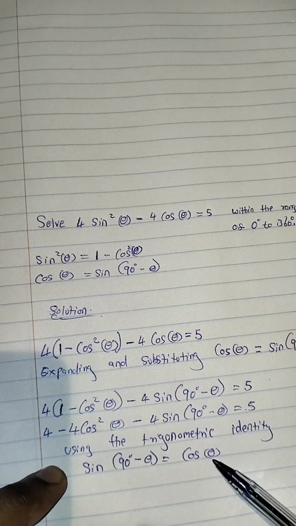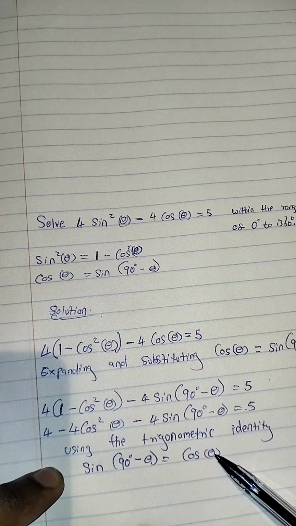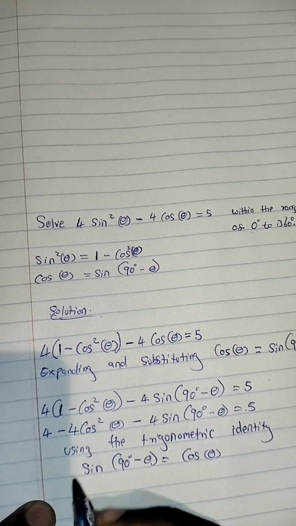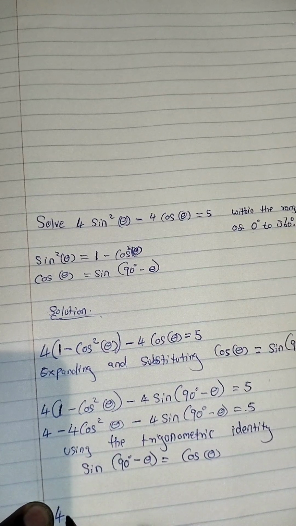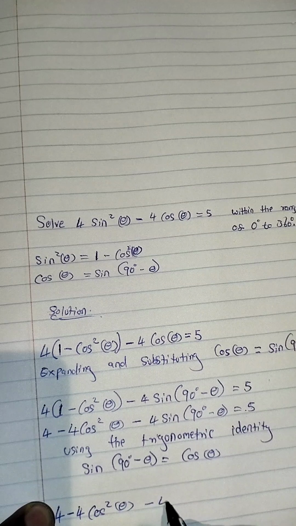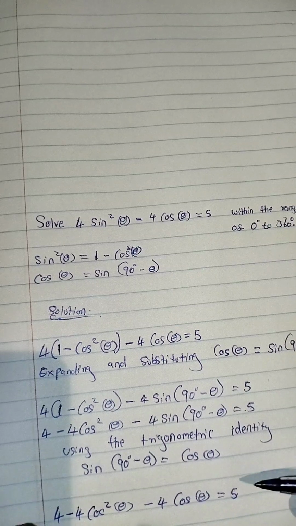Now we are here, step by step. So at this position, I'm going to write 4 minus 4 cos squared theta minus 4 cos theta is equal to 5. Have you seen that, learner? Because what have I done here?